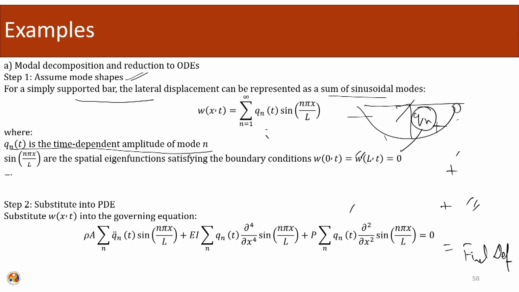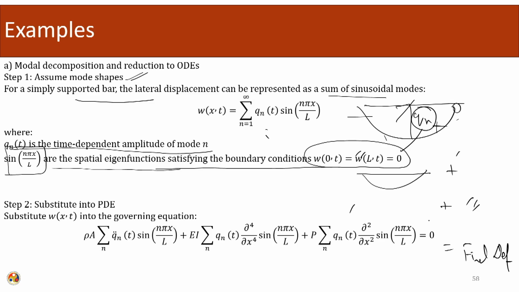And sine of this term is the spatial eigenvalue function satisfying the boundary condition that at the ends the deflection is 0. Basically, what we are trying to say is that the modes have been approximated using a sine function. This is the deflected shape, and it has been approximated using a sine function, and it obeys the boundary condition, that is the deflection at the two ends is 0. So, this is how we are approximating the lateral displacement. The same thing we have been doing earlier also.